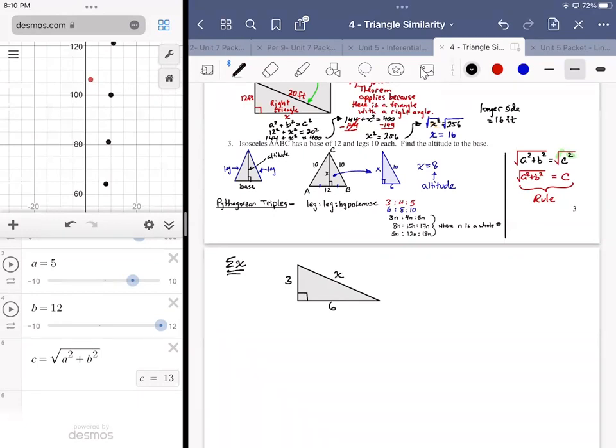So it's still the Pythagorean theorem. a squared plus b squared is equal to c squared. The two legs are known. 3 squared plus 6 squared is equal to x squared. 3 squared is 9. 6 squared is 36. 9 plus 36 is equal to 45.